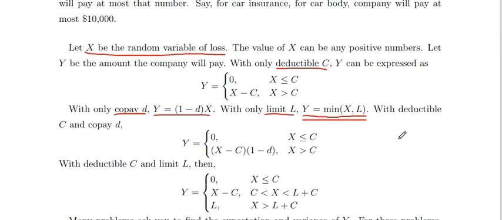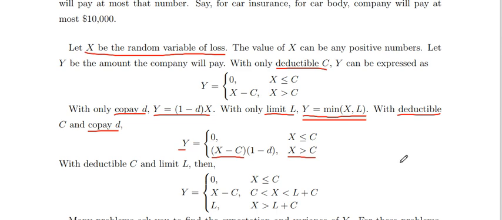If the damage, the loss X, is larger than this L, larger than $20,000, they just will pay $20,000. Okay. So the remaining they don't care. So this is the insurance payment. So if we also consider deductible and copay, then the payment is they will pay X minus C, right? So this is when X is larger than C.